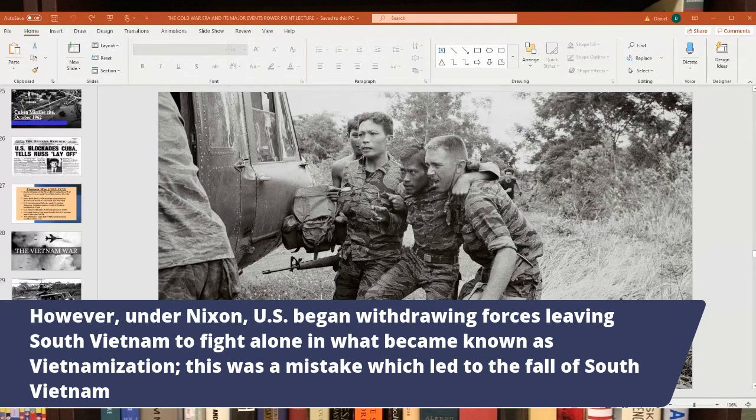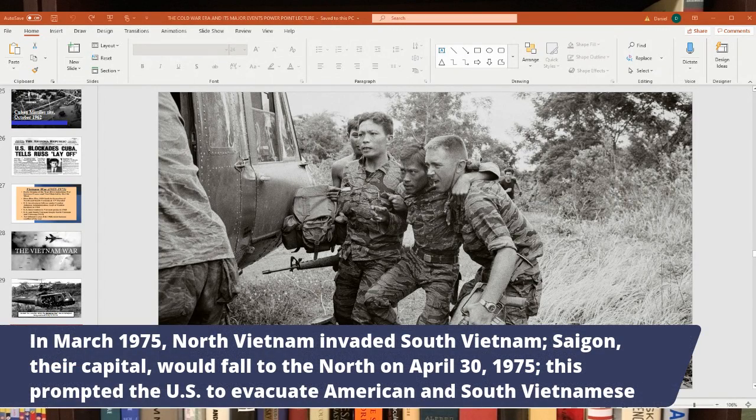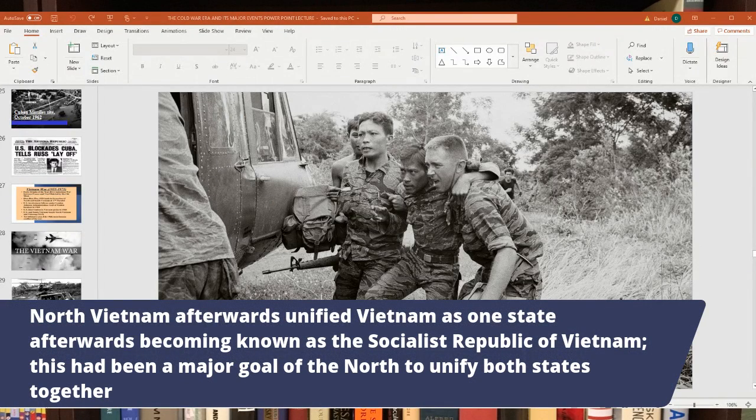If you know about it, eventually South Vietnam fell to the North. In 1975, North Vietnam invaded South Vietnam, which, by the way, shocked us. We didn't know that was going to happen. Saigon, the capital of South Vietnam, fell on April 30th, 1975. And so the United States eventually was forced to evacuate Americans and South Vietnamese that were associated with the South Vietnamese regime. They all got out. And in the end, North Vietnam took South Vietnam, and they basically unified it as one state, which is now called the Socialist Republic of Vietnam today.